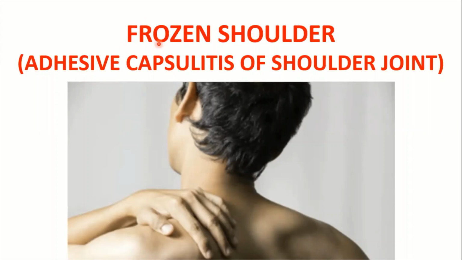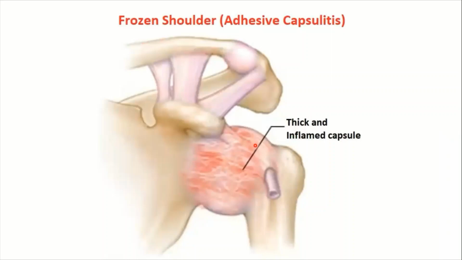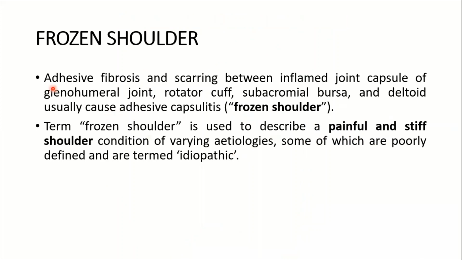And today I will discuss with you frozen shoulder joint, all aspects. Adhesive capsulitis of the shoulder joint is the other name of the frozen shoulder. And yes, you could see this is the thickened and inflamed glenohumeral joint capsule, right? This is the glenohumeral joint capsule, which is thick and inflamed in this frozen shoulder, right? That is called the adhesive capsulitis of the shoulder joint, the glenohumeral joint. So let's start the discussion of the frozen shoulder.